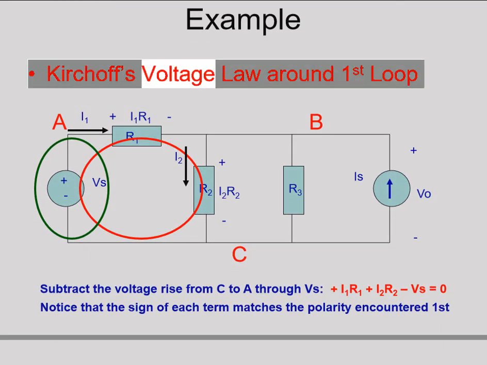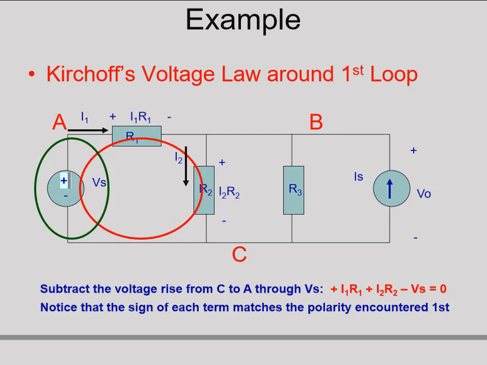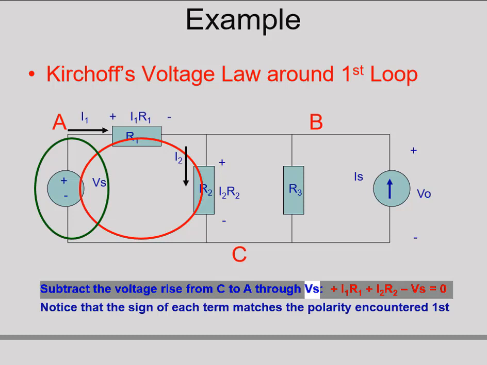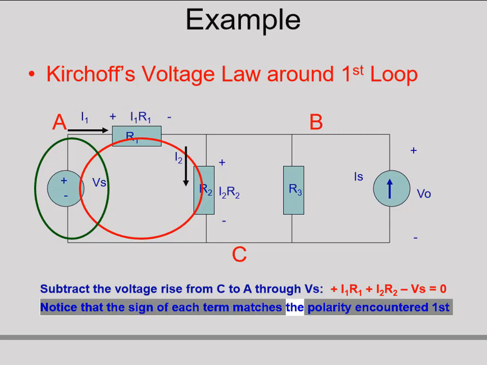Subtract the voltage rise from C to A through Vs: I1 R1 plus I2 R2 minus Vs equals 0. Notice that the sign of each term matches the polarity encountered first.